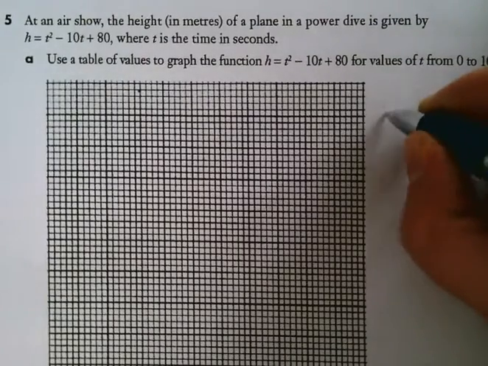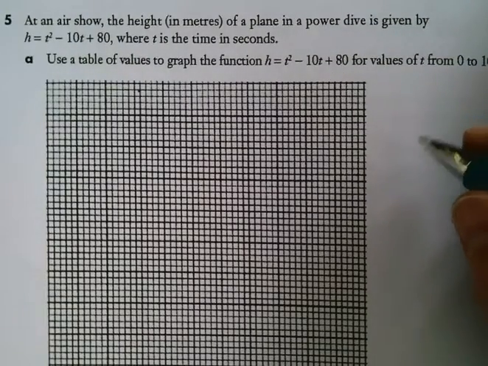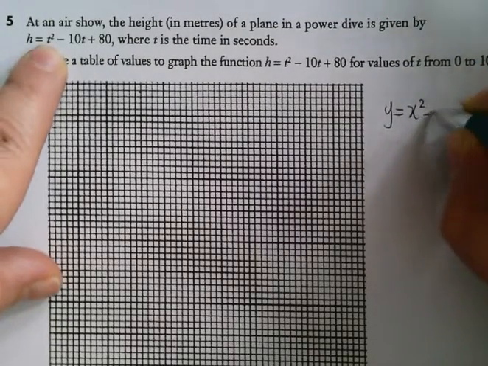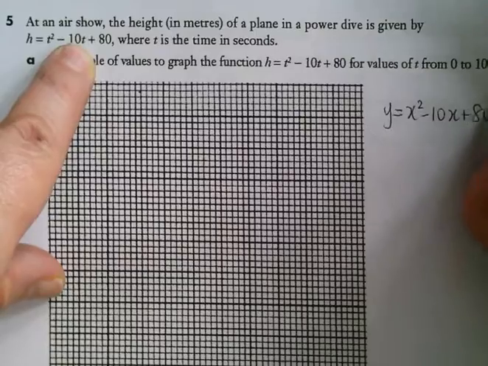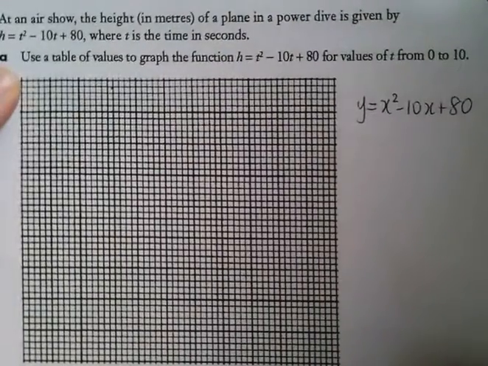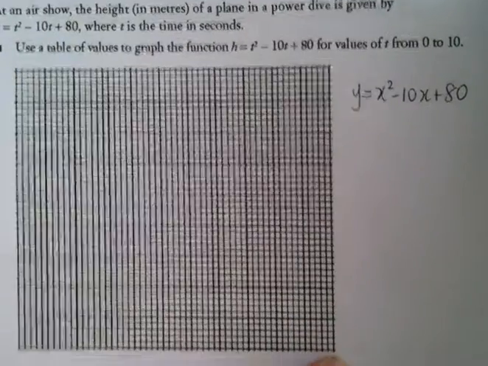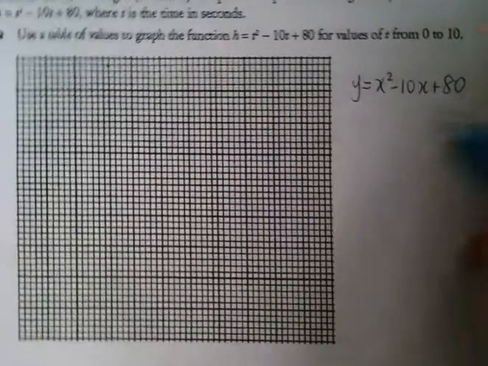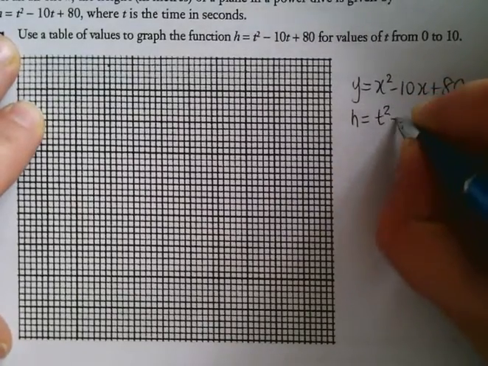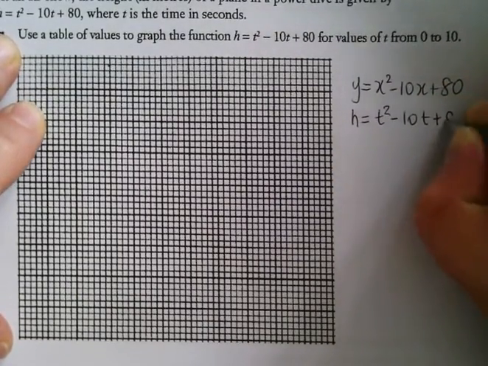Now, normally, we see y and x, okay? So normally you would see y equals x squared minus 10x plus 80. That's how you'd like to see it. All right? You know how that's your y-axis and this is down here your x-axis? That's how you would normally see it. But in our case, we've got h equals t squared minus 10t plus 80.